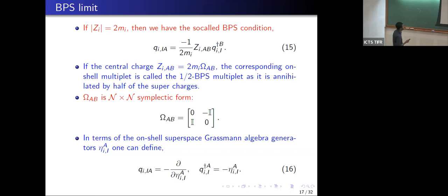So in the half BPS limit, for N extended SUSY, the number of supercharges again becomes equal to curly N, not 2N, similar to the massless case, because in the massless case for N extended SUSY, the number of creation operators is also equal to N. And in terms of the on-shell superspace Grassmann algebra generators, the eta_i variables, we can define these supercharges, small q and small q dagger.